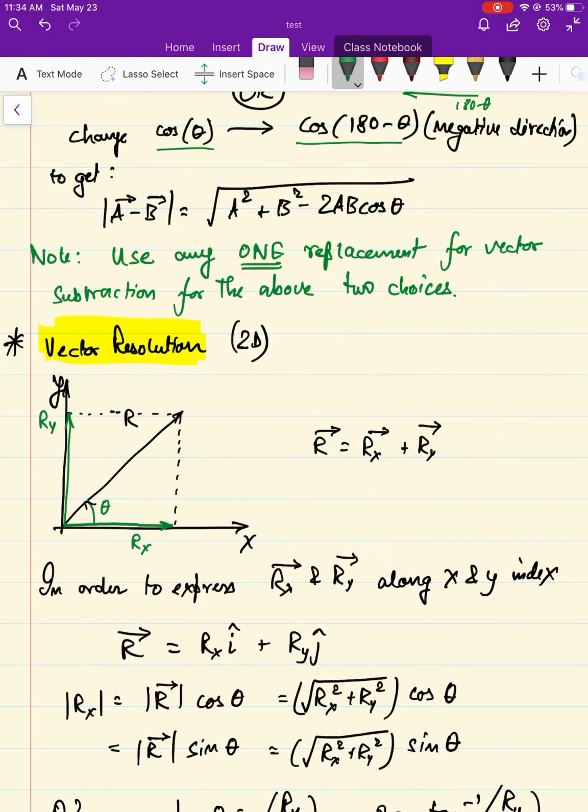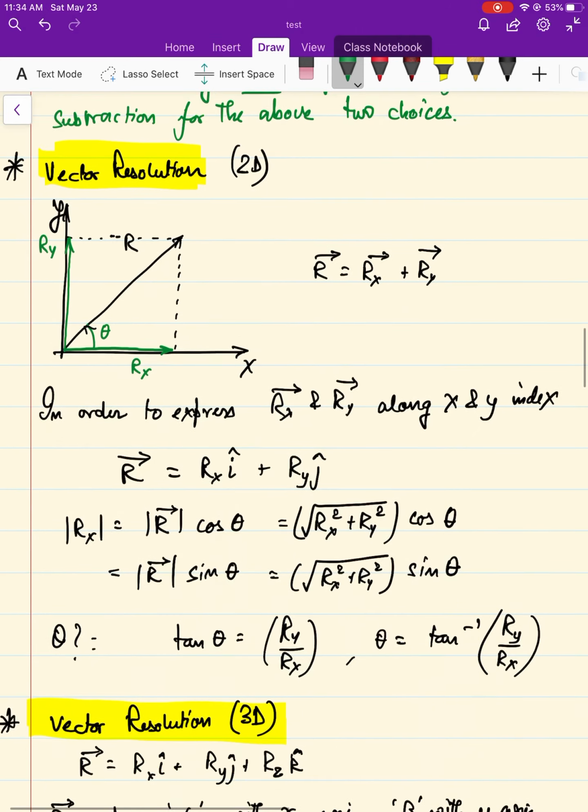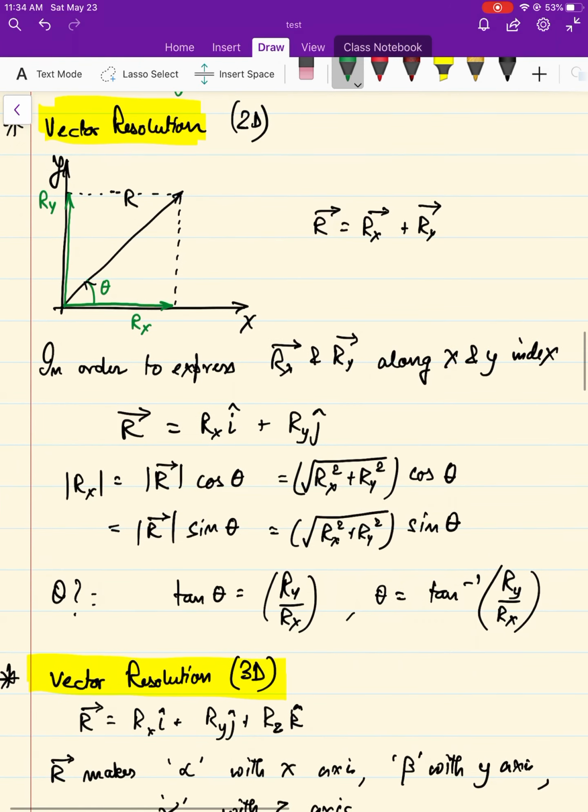And then we calculate the magnitude of A minus B, and we see that it is equal to the square root of A square plus B square minus 2AB cos theta. And as I've already mentioned, you must use only one replacement, either change B to minus B or change cos theta to cos of 180 minus theta, right?